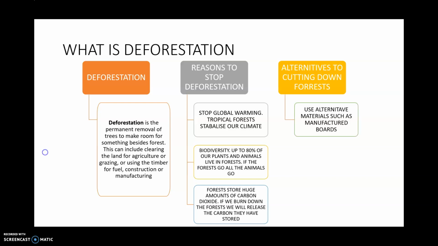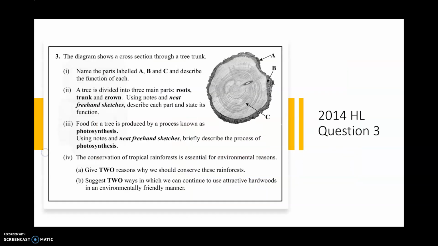Alternatives to cutting down forests. Use alternative materials such as manufactured boards, which we'll touch on in a future video. Ensure new trees are being planted to replace any tree that is cut down. That's the main ones. And a third alternative could be using renewable energies.